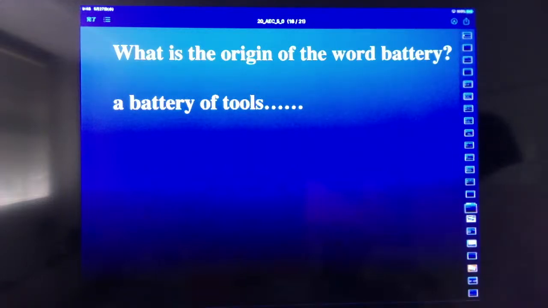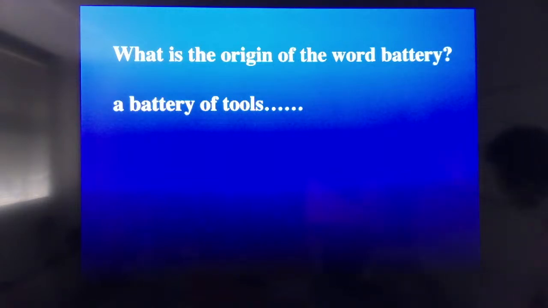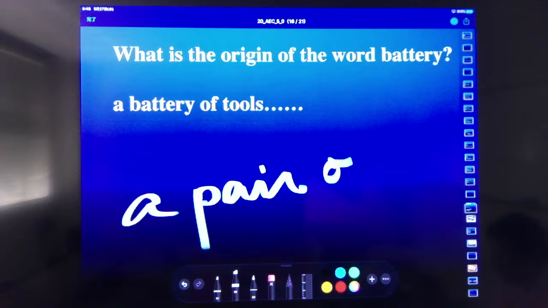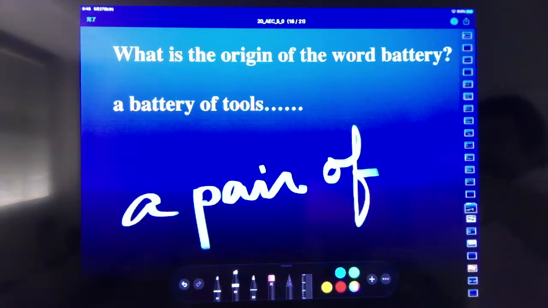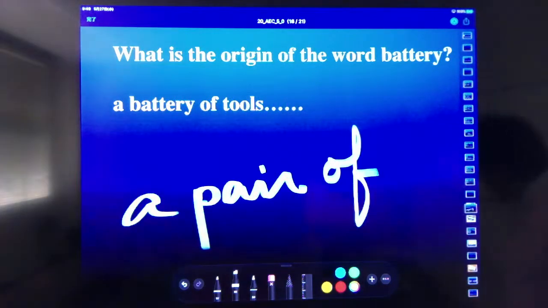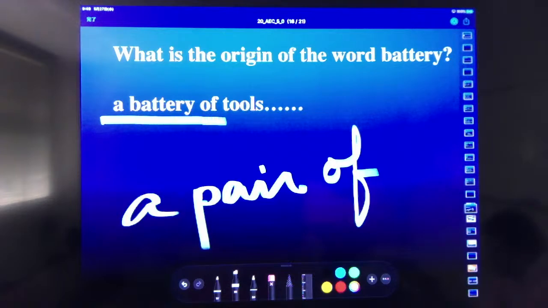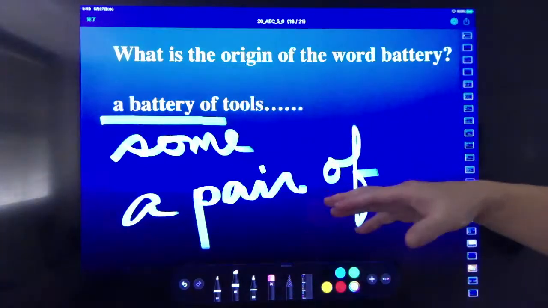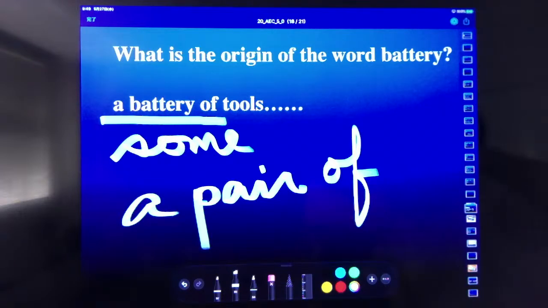As a meaning of battery, it's like, you call that a pair of, it's saying a pair of scissors, a pair of tweezers. A pair of means it is made up of something two, but a battery of means made up of some, not many. A battery of tools means like pinch, screwdriver, saw or something. So a battery of means not a few. A few means two, three.